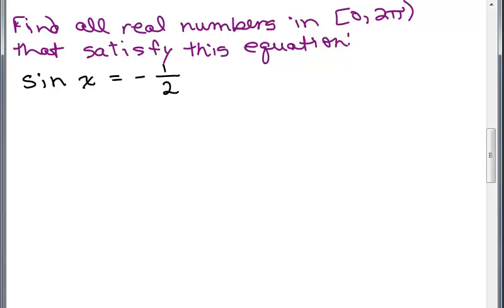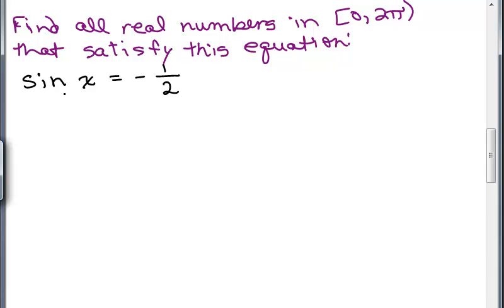Find all real numbers in the interval 0 to 2 pi that satisfy this equation. That's the same thing as saying solve this equation for real numbers in this interval 0 to 2 pi. So we're trying to find the values for x so that the sine of x is -1/2, and we're only going to pick numbers between 0 and 2 pi. Now, as you're doing this, you could think of these as real numbers, or you could think of them as angles, but you're going to write your answer in radians.